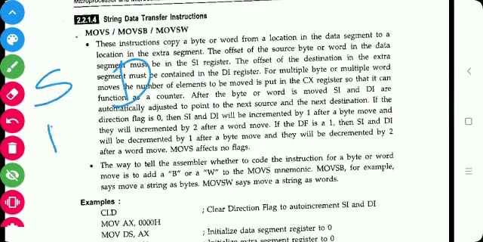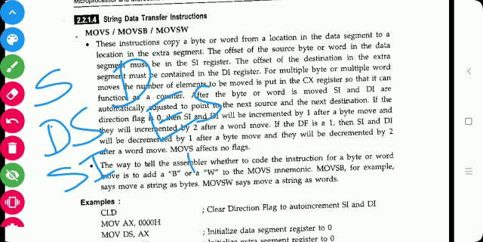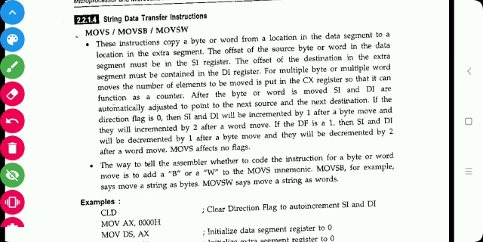The source string is always stored in the DS register. The destination string is always stored in the ES register. The effective address of the source string is in the SI register and the effective address of the destination string is in the DI register. So you have to remember this: the source string is in DS and the destination is in the ES register. So this MOVS instruction copies a byte or word from DS to ES.